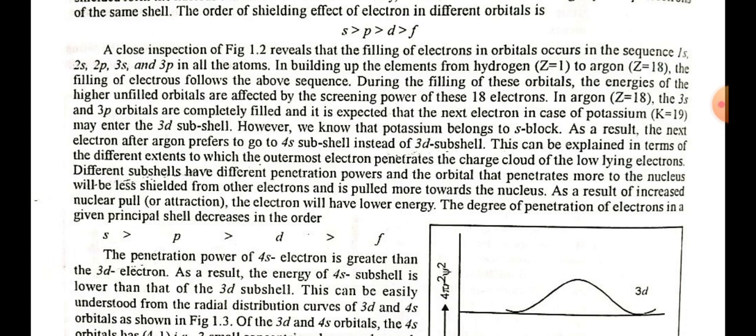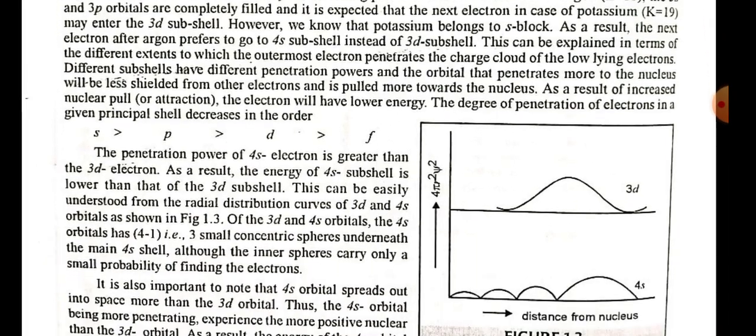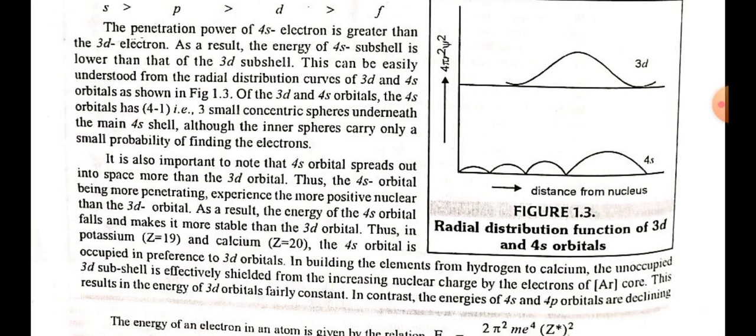The degree of penetration of electrons in a given principal shell decreases in the order s, p, d and then f. The penetration power of a 4s electron is greater than that of 3d. As a result, the energy of 4s is lower than that of the 3d subshell. This can be easily understood from the radial distribution curves of 3d and 4s orbitals. The 4s orbital has 3 small concentric spheres underneath the main 4s subshell. Although the inner spheres carry only a small probability of finding the electrons, it is also important to note that the 4s orbital spreads out into space more than the 3d orbital.